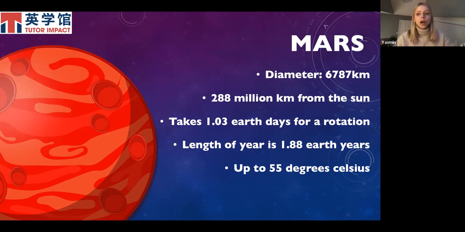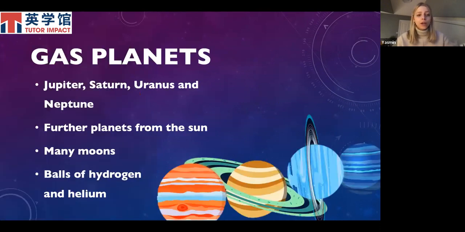The next one, we are then moving on to Jupiter, but these last 4 planets, they're all much bigger than the first 4 we've looked at, and this is because they are known as the gas planets. So Jupiter, Saturn, Uranus, and Neptune are all gas planets. They're all farther from the sun, and they all have many moons, but what makes them so big is that they are giant balls of hydrogen and helium.